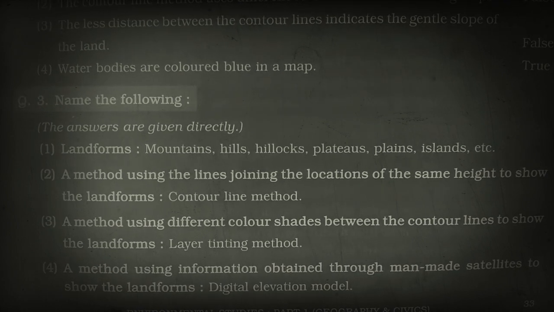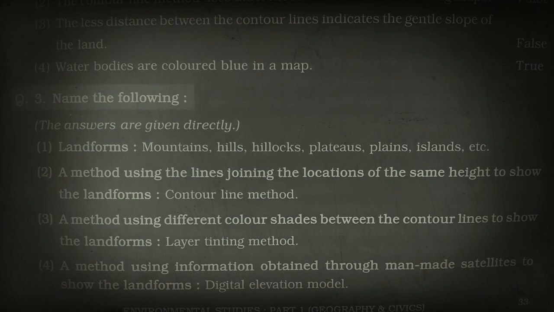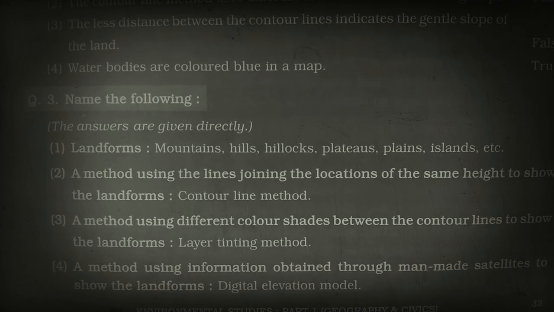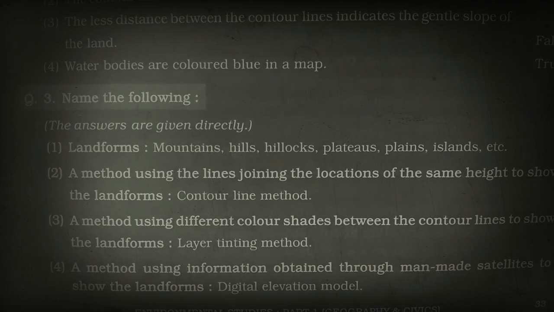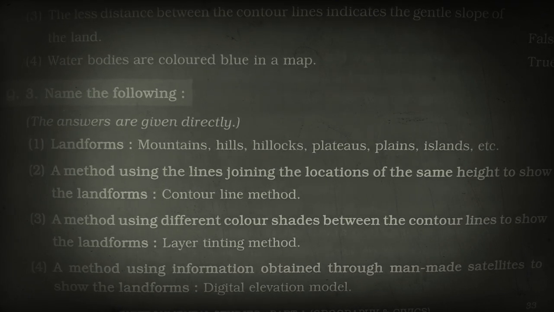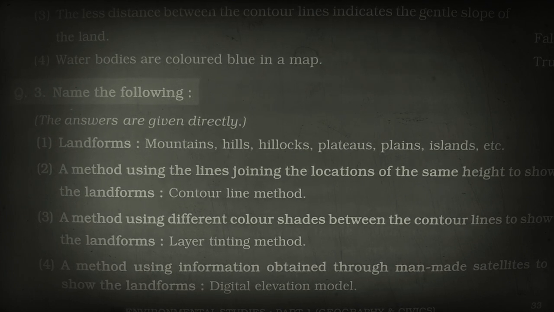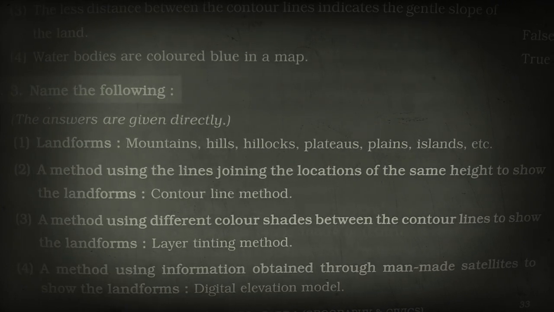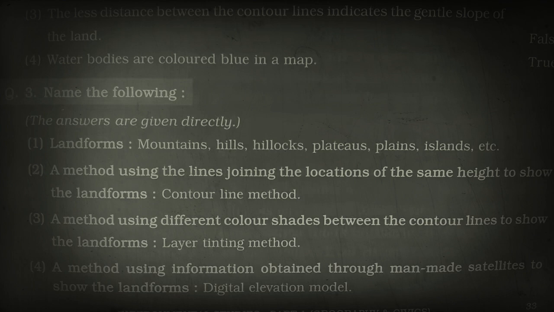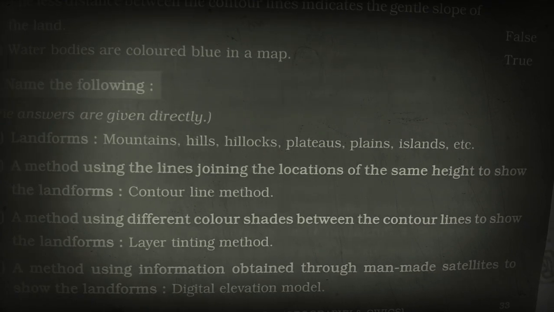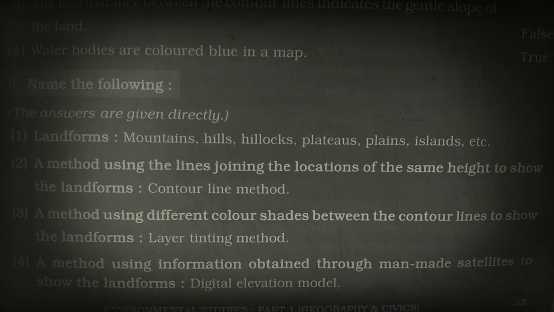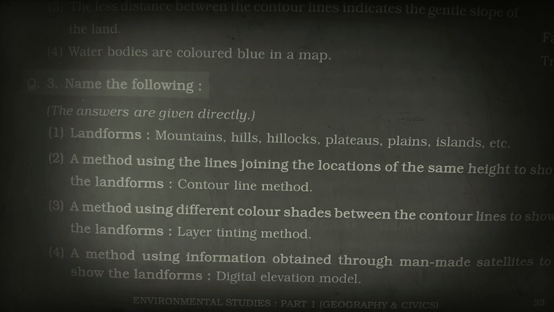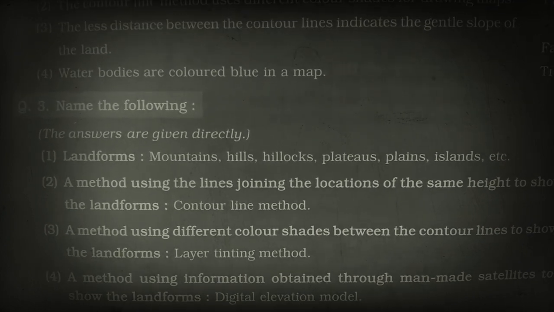Island, etc. A method using the line joining the location of the same height to show the landform. So the answer is contour line method. Third one, the method using different color shade between the contour line to show the landform, that is layer tinting method. Next, the method using information obtained through man-made satellite to show the landform. Answer is digital elevation model. This everything you have to write down in your notebook.